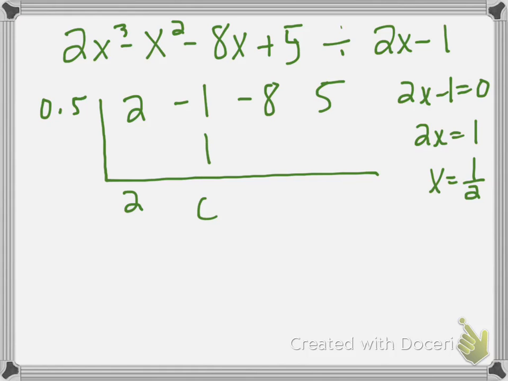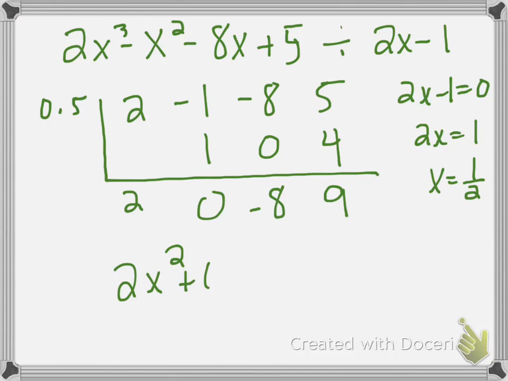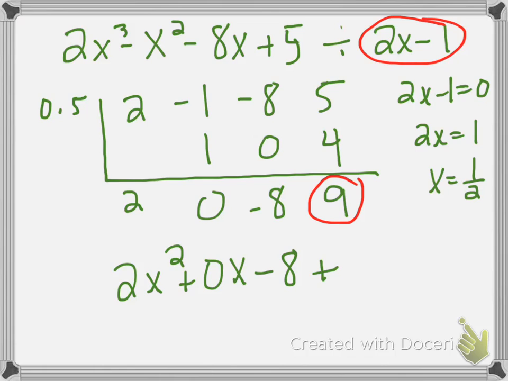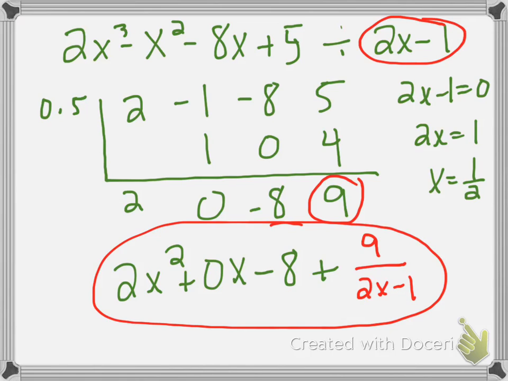Now we go through and complete our synthetic division. But as you notice this time, when we get to this last point, we have a 9 as a remainder. Well, that doesn't change anything except we have to include that in our answer. So I start off like we did before, 2x squared plus 0x minus 8. Now I look at what I have as a remainder, 9, and I put it over what I originally divided it by. So my answer then ends with a 9 over 2x minus 1.